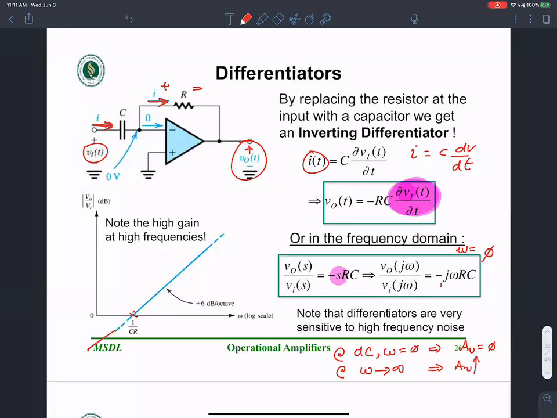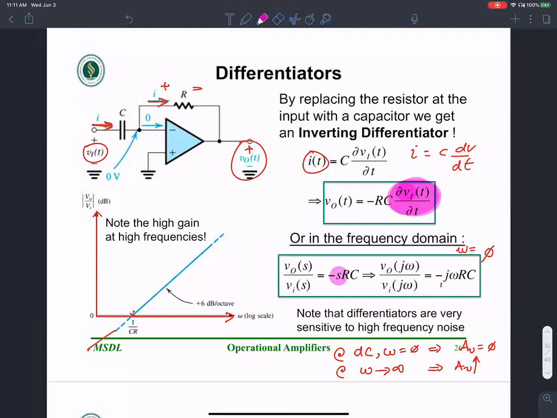Okay, so that's the gain. If I plot the gain as a function of omega, I can see that it's a high pass response. It's going to have a small gain for low frequencies and a big gain for higher frequencies. Okay, that's the idea of a differentiator.